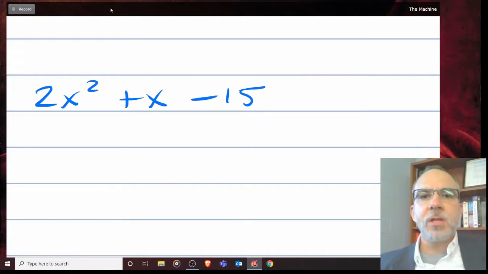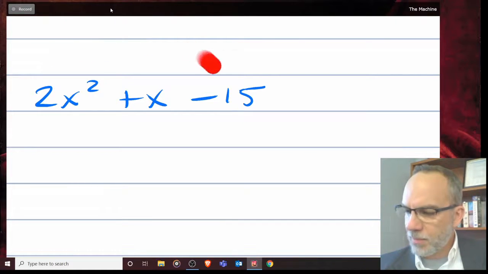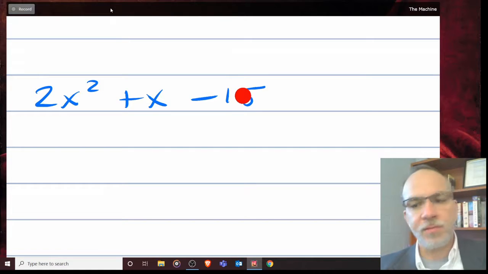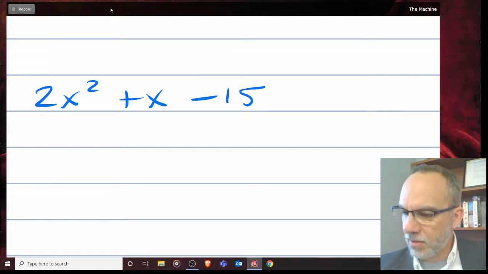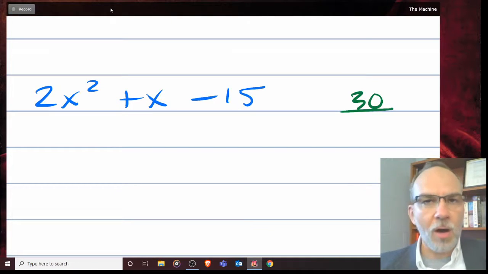What I'm going to do is take my a, my leading coefficient, and multiply it by the c, my last piece that I've got here, the part with no x. So I'm going to take 2 times 15. Don't even worry about the negative sign. Just take 2 times 15. What does that give me? That gives me 30.